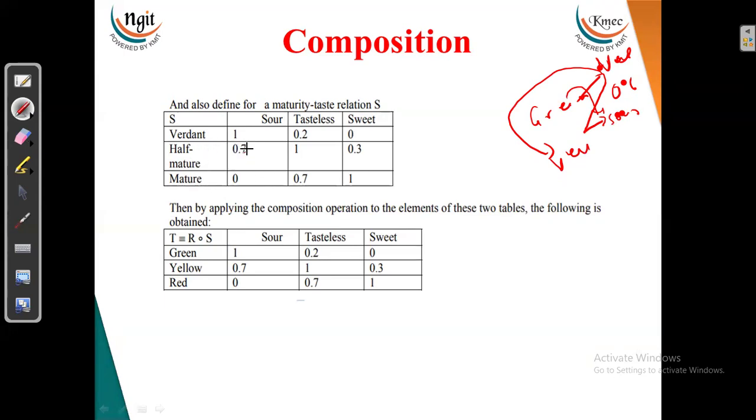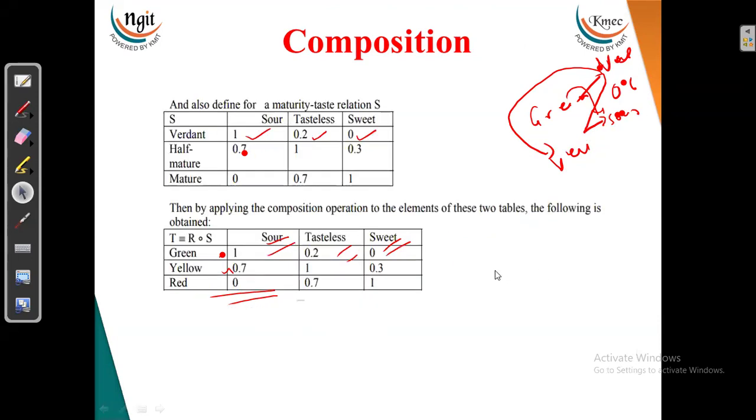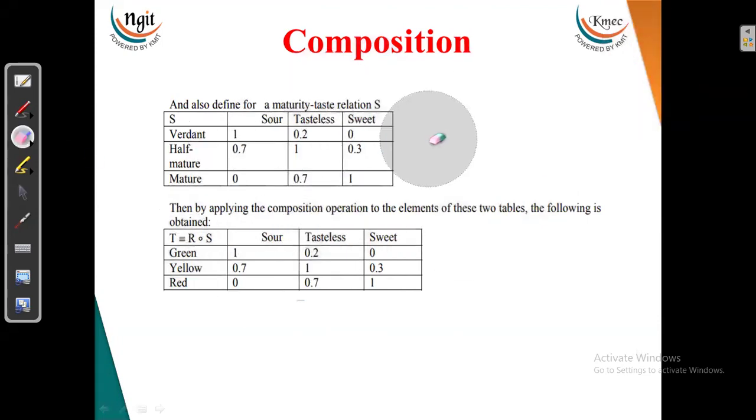If it's verdant, what is the probability of sour? 1. 0.2 is tasteless, 0. Now, after finding the composition, I'm taking the first one, green, and telling whether it is sour, tasteless, or sweet. How am I doing this? By finding the min-max or max-min composition. Simply substitute all the values in this particular equation, and we will get this output. So for this type of composition, we have two types, min-max and max-min.